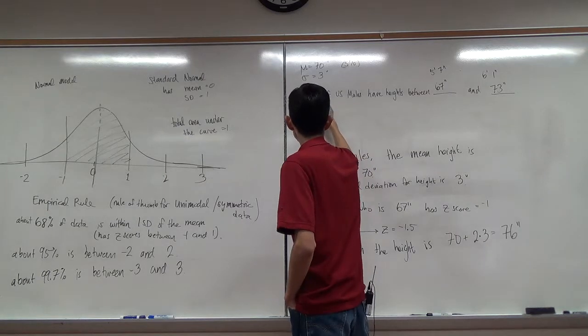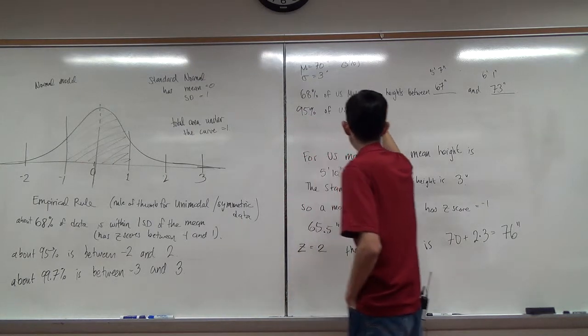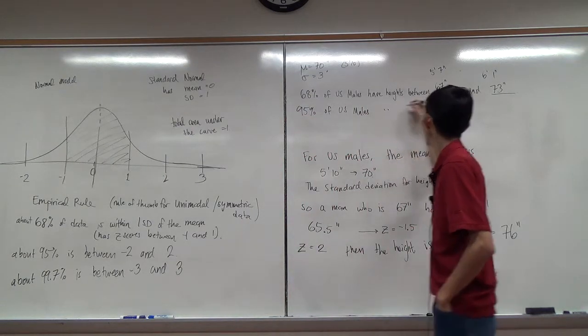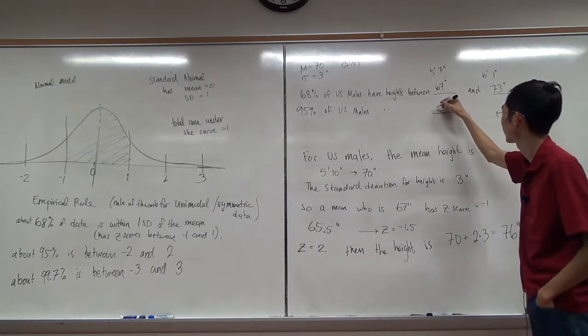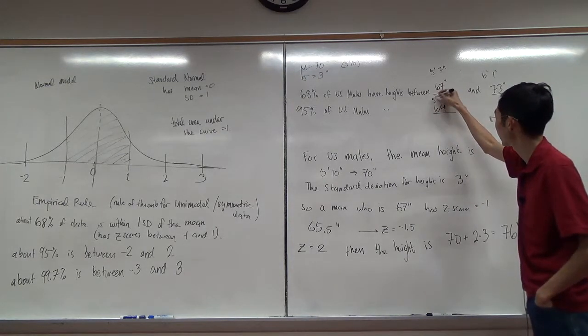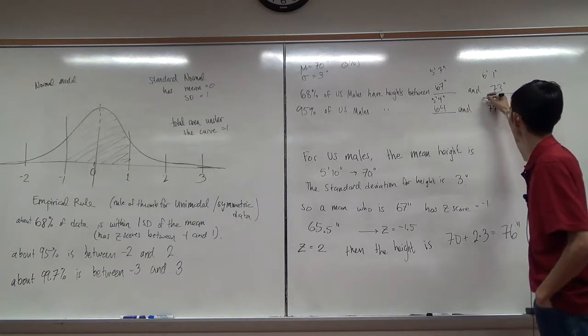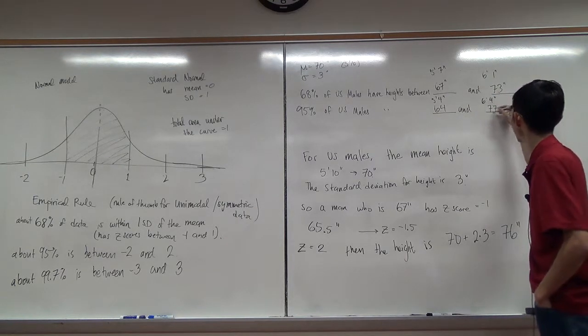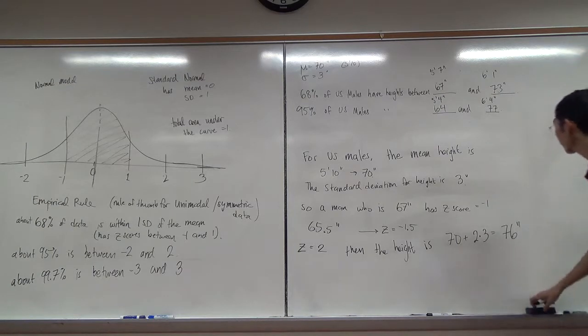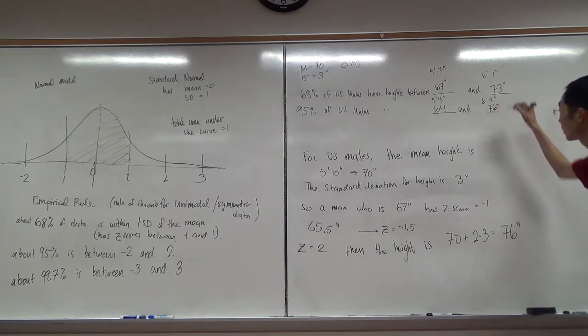95% of US males have heights between what and what? 64, so 5'4", and 76. I'm sorry, 76, so 6'4". Doing my math wrong. Okay?